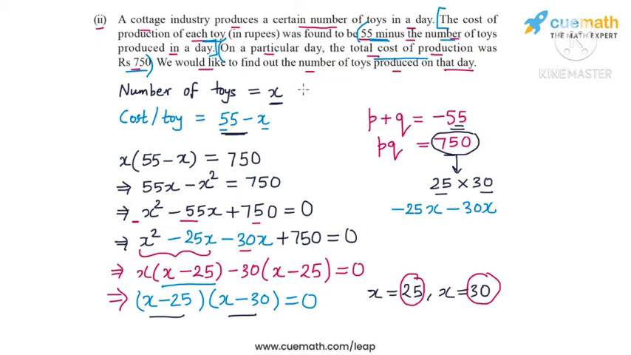If the number of toys produced was 25, then the cost per toy would be 55 minus 25 or 30, and the total cost would be the product of these two numbers, which is 750. On the other hand, if the number of toys produced was 30, then the cost per toy would be 55 minus 30 or 25, and once again the product of these two numbers is 750. So both the answers work. The number of toys produced on that day could be either 25 or it could be 30.